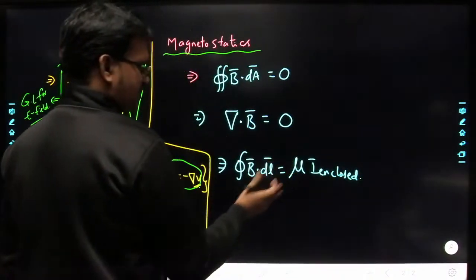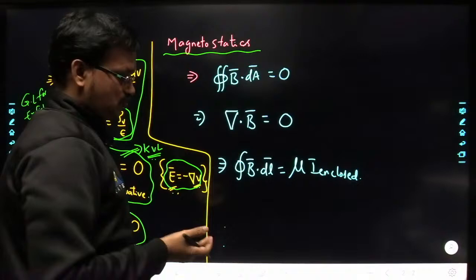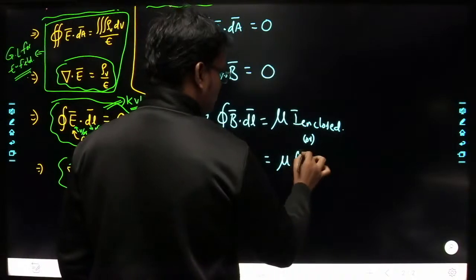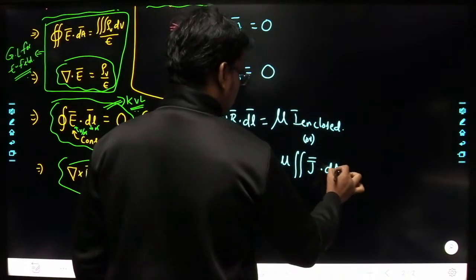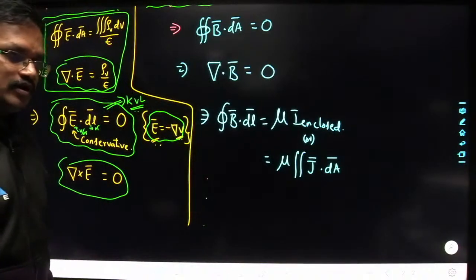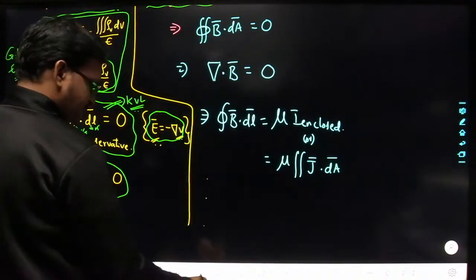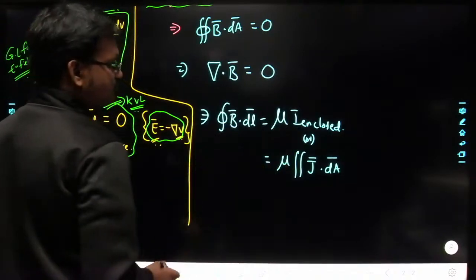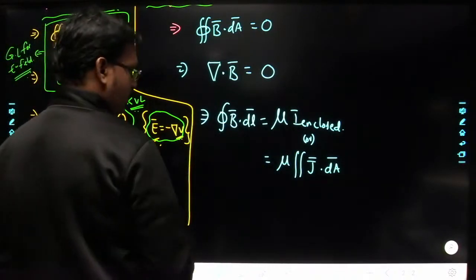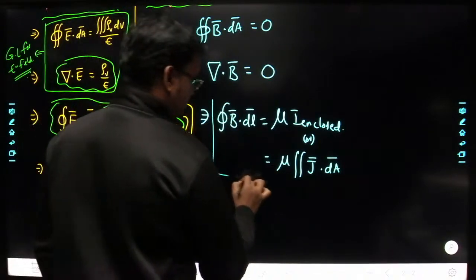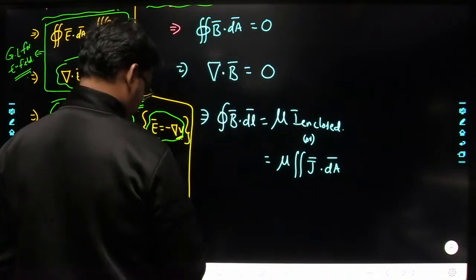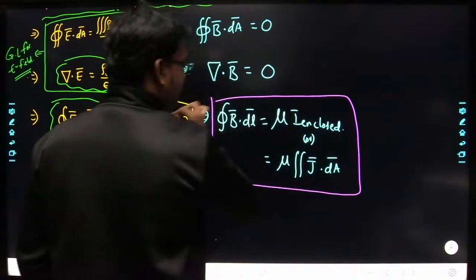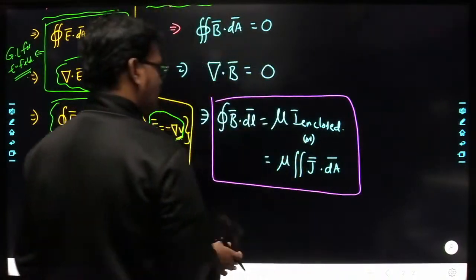We have represented the same expression in terms of J bar also. So in terms of J bar, how can you represent it? Mu into double integral J bar dot dA bar. Right? Okay. So this is the integral form of Ampere's law. Yes or no? This is the integral form of Ampere's law we got.